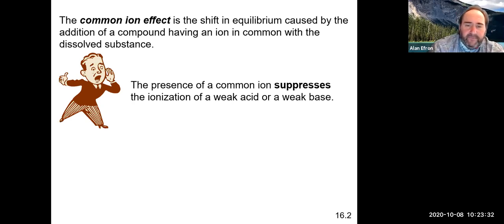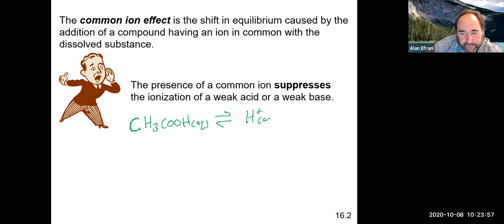So for example, if we look at acetic acid, which is this guy, acetic acid is a weak acid. If we have just acetic acid by itself, it's going to break apart into H plus and acetate. This would be the normal equilibrium that would happen if we just had acetic acid by itself.